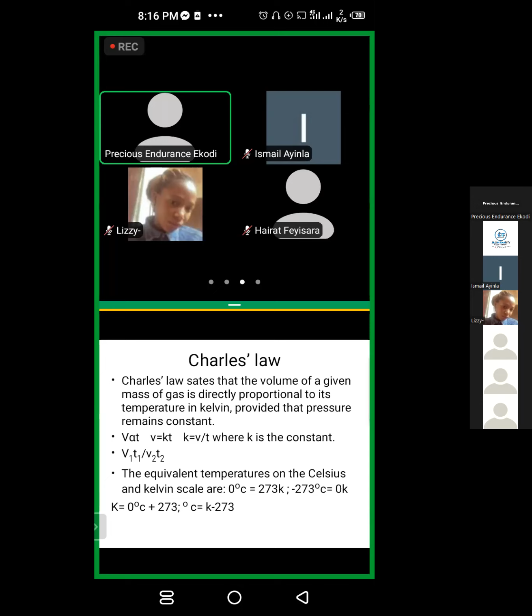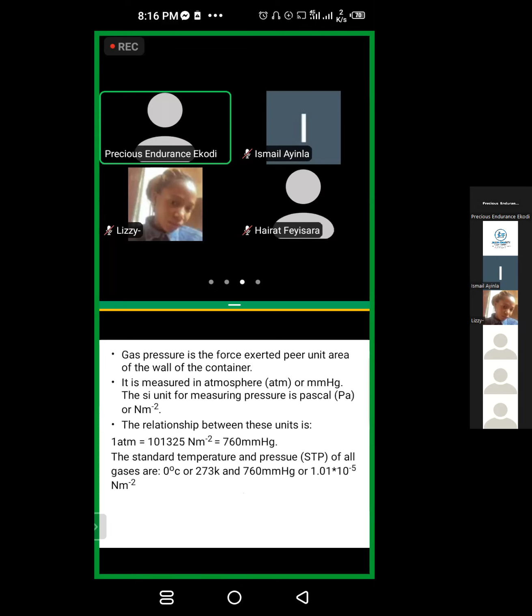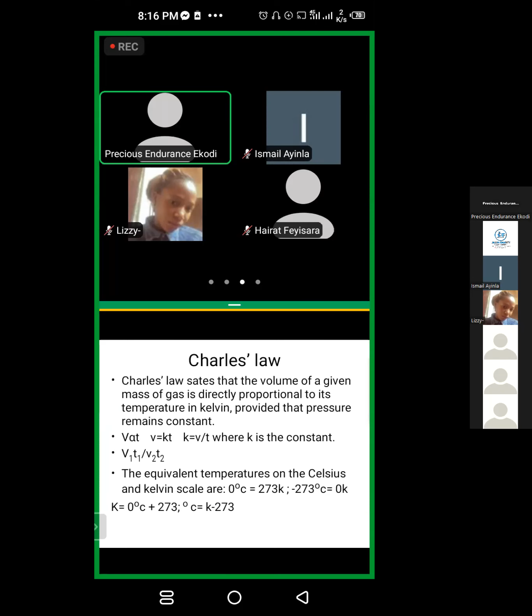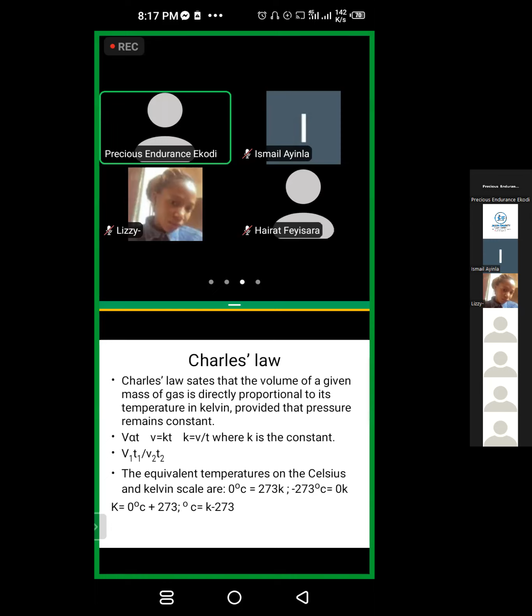Taking it back from what we have on this slide, our gas temperature is usually 0 or 273. So that means you must convert whatever value you have to Kelvin. Converting to Kelvin: 0 degrees C is equal to 273 Kelvin, or minus 273 degrees C is equal to 0 Kelvin.